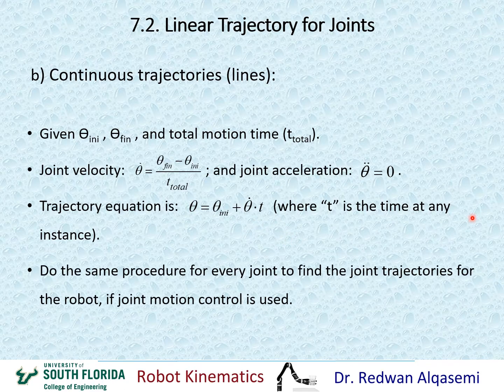Now remember, this is going to cover one joint in my robot. If I have multiple joints, then I have to do the same thing, repeat it for each one of the joints until I have all the equations for each one of the joints that would define my joint trajectories.